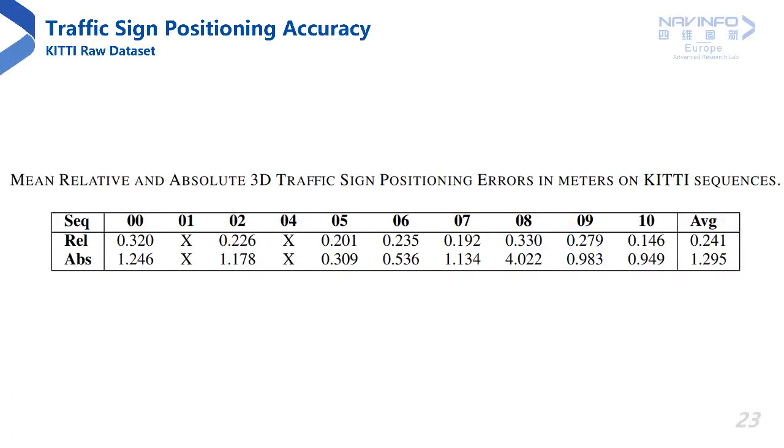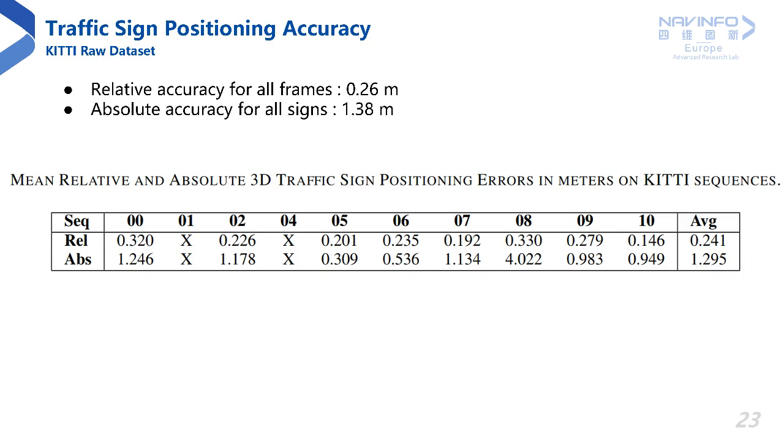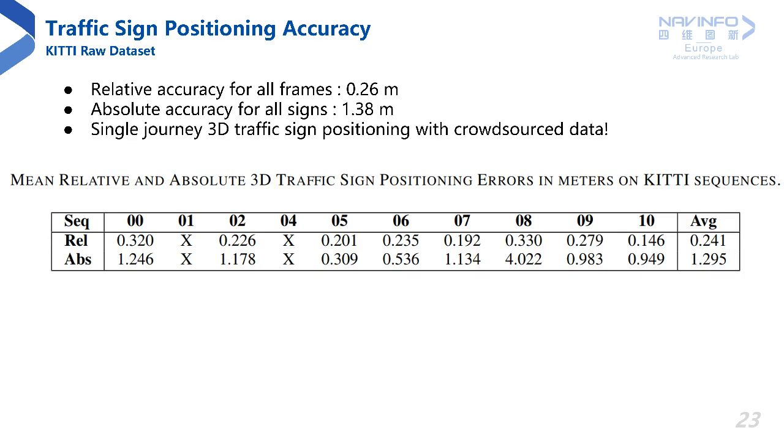Our system achieves an average relative accuracy of 24.1 centimeters and average absolute accuracy of 1.295 meters on 8 out of 10 KITTI sequences. Traffic signs in sequence 1 are not triangulated due to tracking failure in ORB-SLAM. Similarly, the traffic signs in sequence 4 are not triangulated because of the lack of camera calibration on account of no turns. This measure corresponds to relative accuracy of 26 centimeters on all frames where the signs are observed and an absolute accuracy of 1.38 meters for all the signs. Thus, with our system, we are able to demonstrate accurate single-journey crowdsourced 3D traffic sign positioning from unknown cameras.